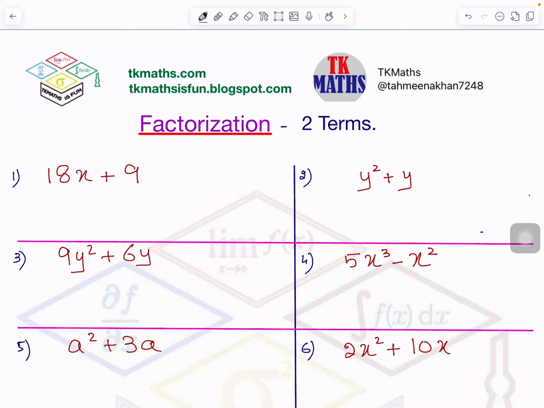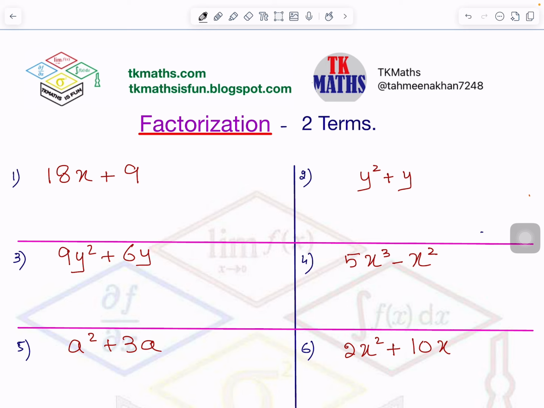In today's video, we will understand the concept of factorization on 2 terms and 3 terms. So this is basically the introduction of the topic factorization. It is usually taught in year 7 or 8 depending on the curriculum standard. So let's start with question number 1.